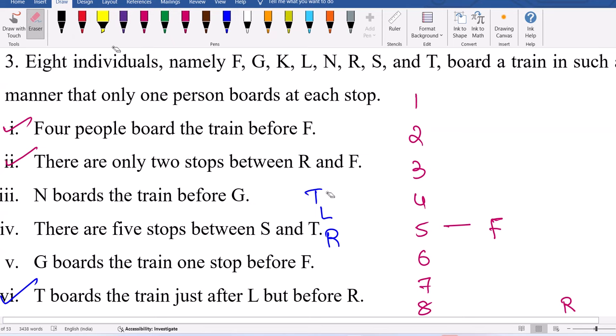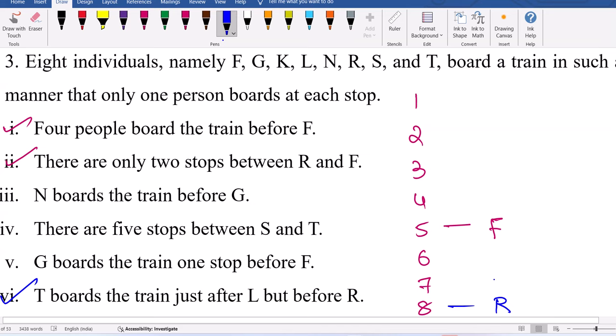Initially we have a doubt: R is at second place or last place. R related information is there in the 6th statement. That is what is important. You need to move to the related statements. Sir, second statement, then I go for third statement. But first connect the things. So you fix it regarding R and F. So now close it. So R is at the 8th place. And we got the idea with respect to the 6th statement.